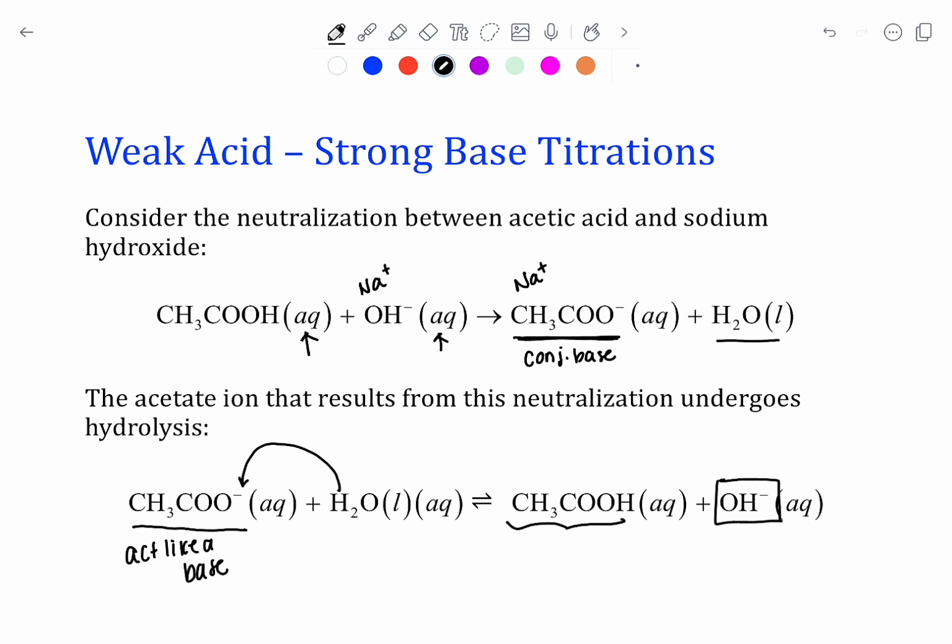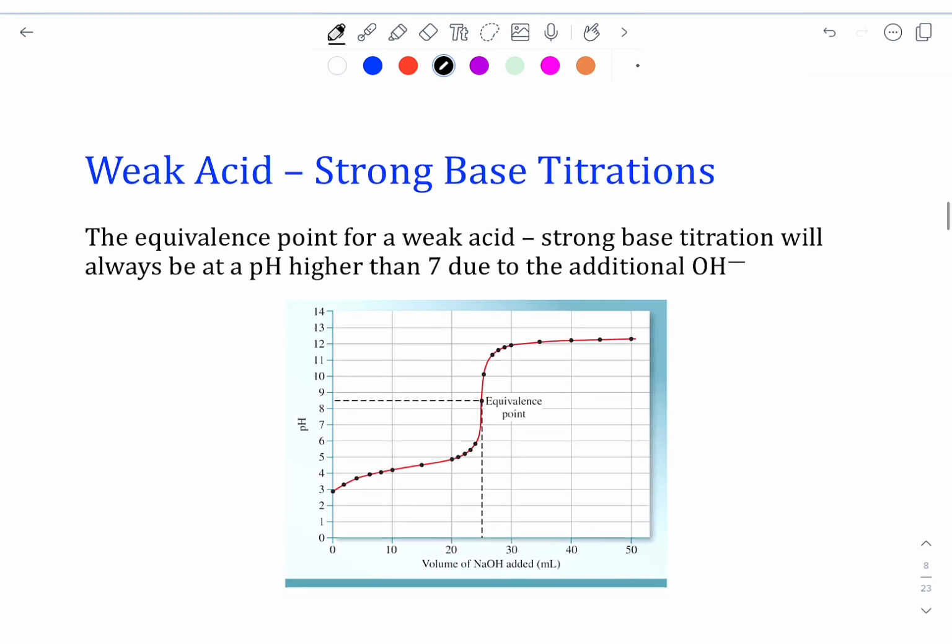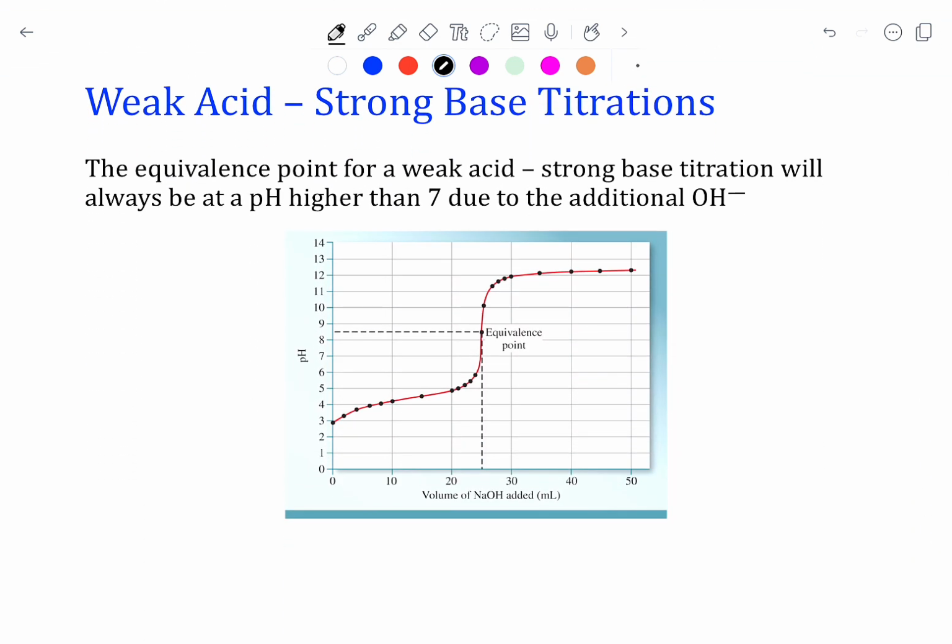Now this OH that's left over indicates something that is basic. And that's going to help us determine where the equivalence point is going to be for this weak acid strong base titration. So if we look at the titration curve for a weak acid strong base titration, our equivalence point is always going to be basic. So for weak acid strong base titrations, the pH will always be higher than 7. So it's always going to be in the basic range.